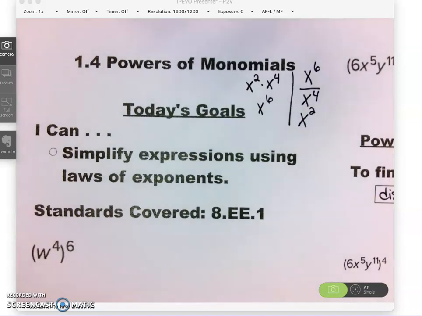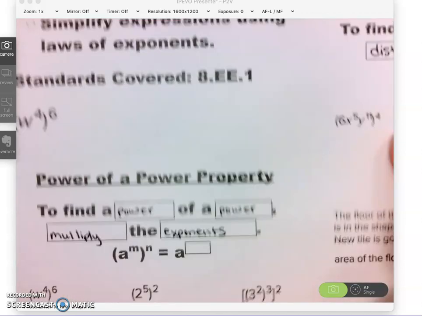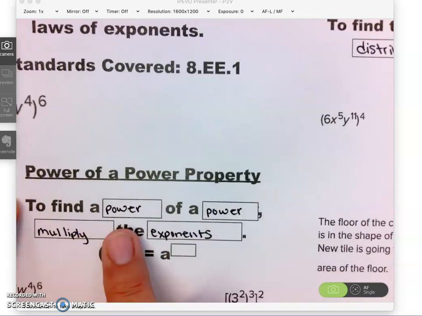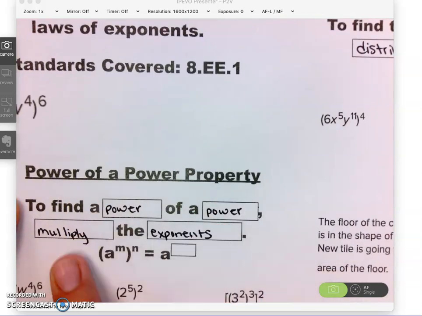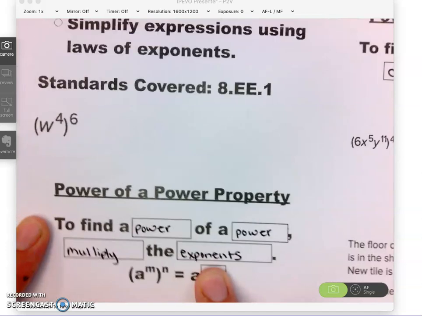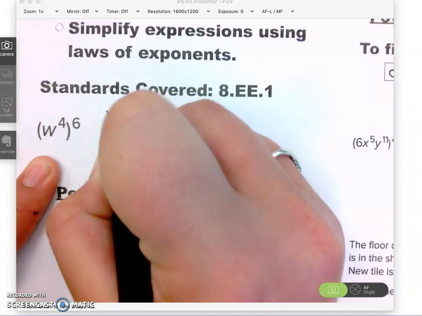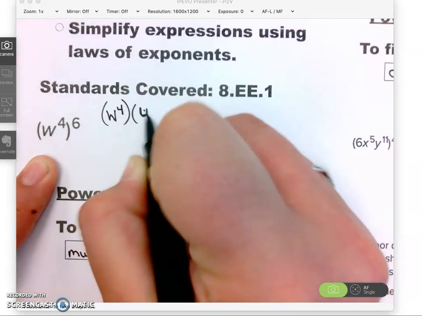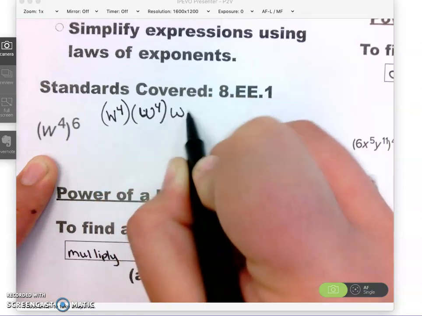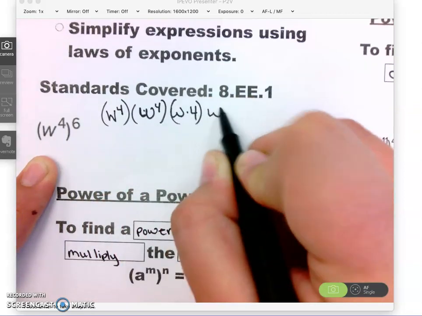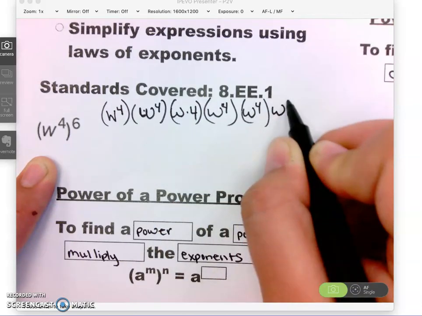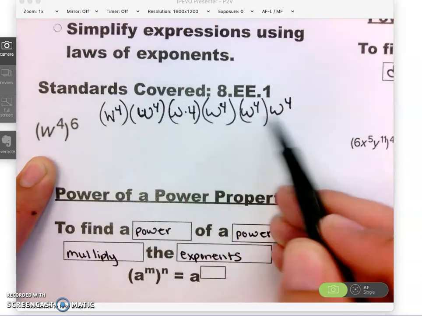Now we're going to actually be covering a power raised to a power. So first let's go to our rule, a power of a power property. To find a power of a power, multiply the exponents, meaning if I have w to the fourth raised to the sixth power, I need to multiply that by itself 6 times. So I could write this all out. If you notice, it's going to take me a while because it's 6 times. So 1, 2, 3, 4, 5, 6.